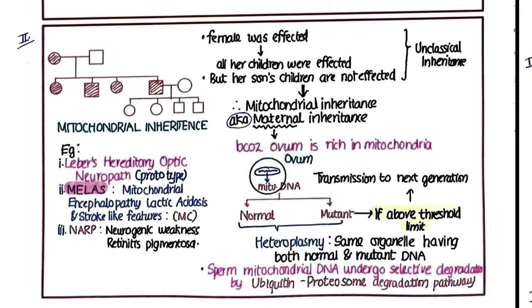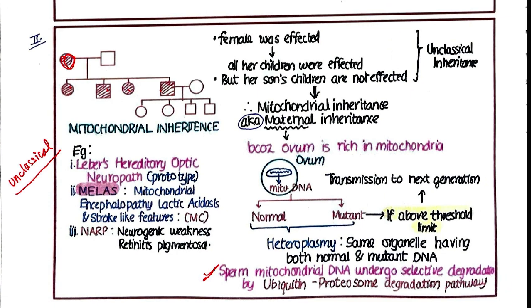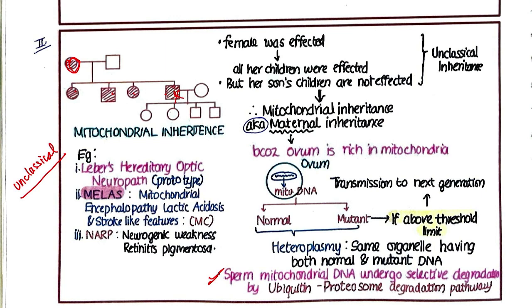Second is mitochondrial inheritance. It is also an example of non-classical or unclassical inheritance. It is not Mendelian, it is unclassical inheritance. Here we know that the mitochondrial DNA, the mitochondria, is recruited from the female only. The male mitochondrial genes are destroyed, right? Sperm mitochondria undergo selective degradation. The only mitochondrial DNA which is passed on to the next generation comes from the mother. So the pattern of inheritance will be like this: if the mother is affected, then all the children will be affected. If the male is affected and the female is normal, then the children will not be affected, because the male mitochondria will not be passed on to the next generation. Only female mitochondria will pass on to the next generation, not the male one.